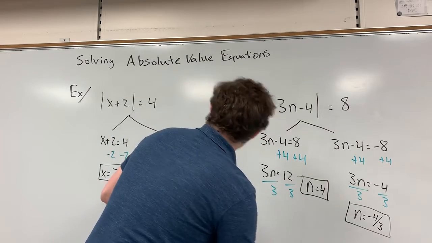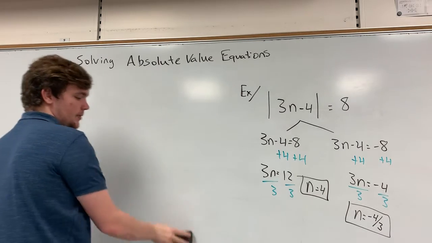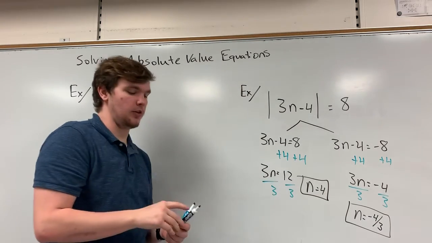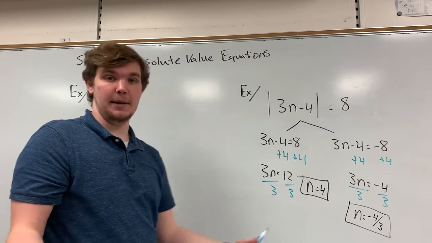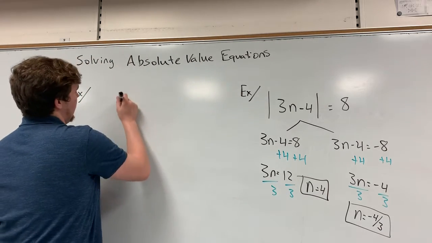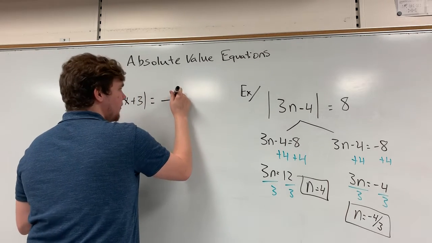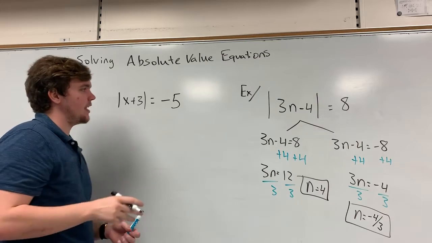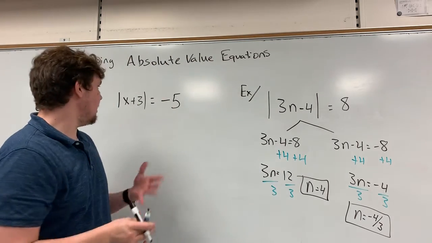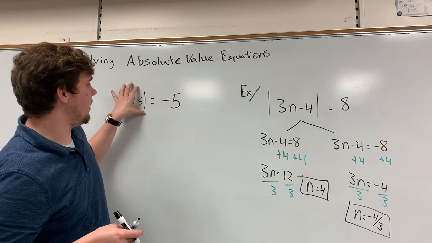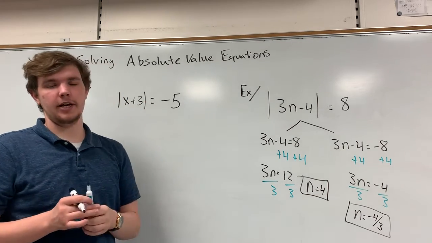Now, there is one exception, well, a couple exceptions, but there's one exception really in this class that we'll address, and that is this. Let's say I had an example that was, how about the absolute value of x plus 3 equals negative 5, okay? And this is the exception that I have. Right now, I have an absolute value that equals negative 5, okay?